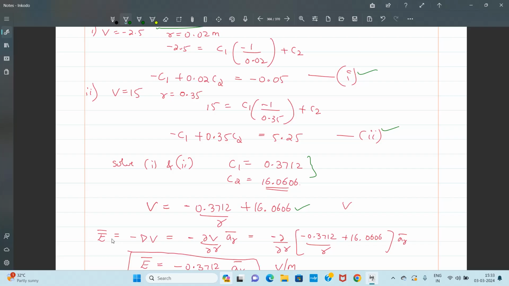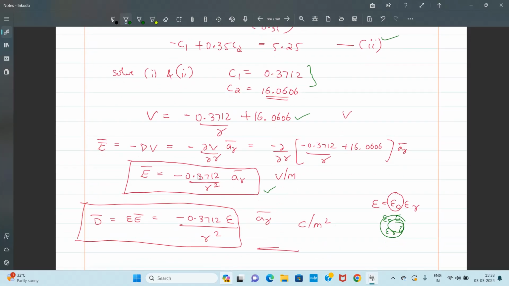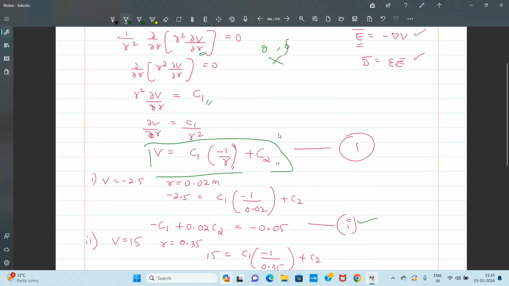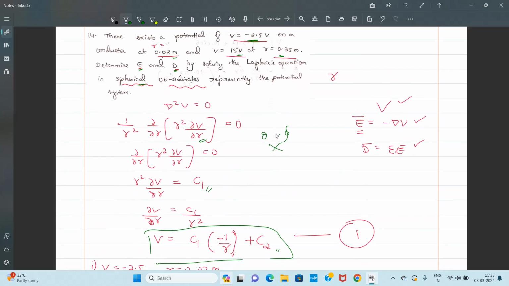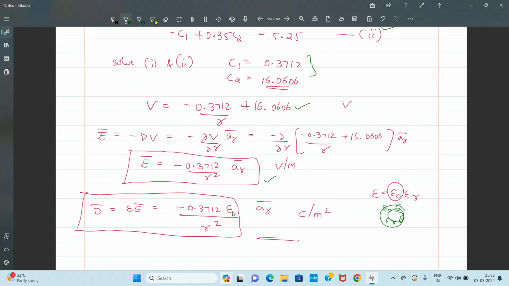And in the question, they're asking you to find the E value and D value. So E is calculated as minus del V, using the spherical coordinate system gradient equation in the R direction. Okay, so by simplifying, you will get the E value. And D is nothing but epsilon into E. Just multiply this with epsilon, and you will get the answer. And if you check the question, nowhere have they given that it is free space or anything. So don't write epsilon not here. Just write epsilon because you don't know whether it is free space or a dielectric. So just keep it as it is. Just keep epsilon here. Okay.